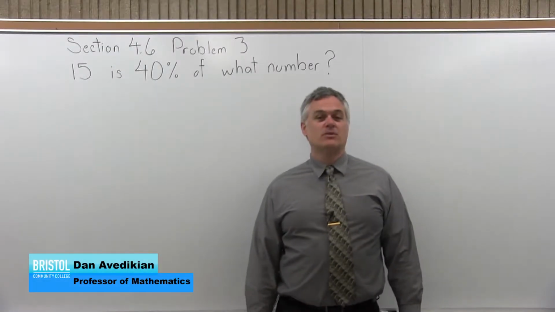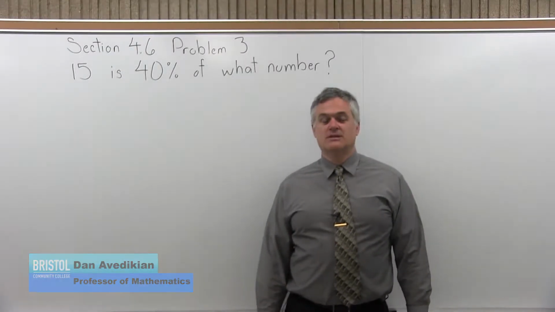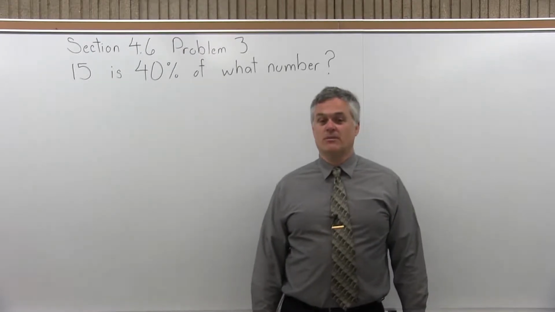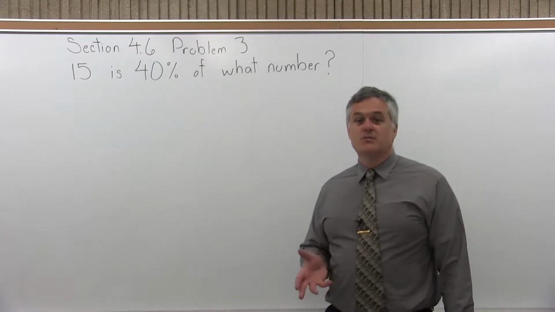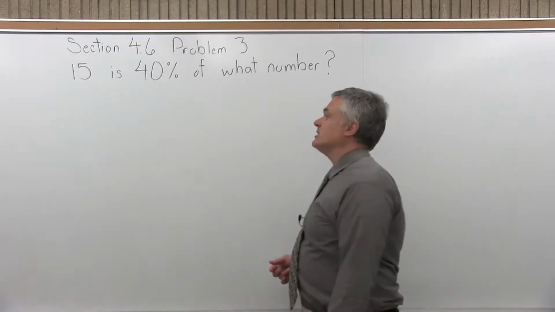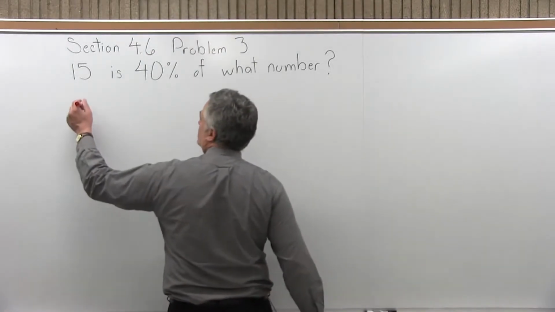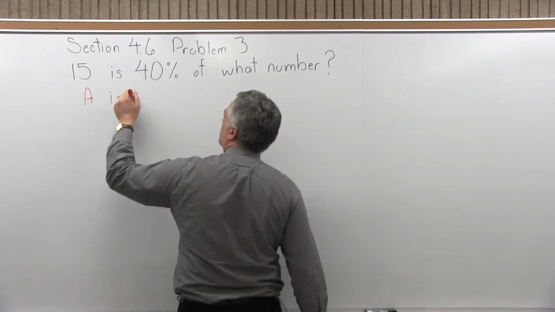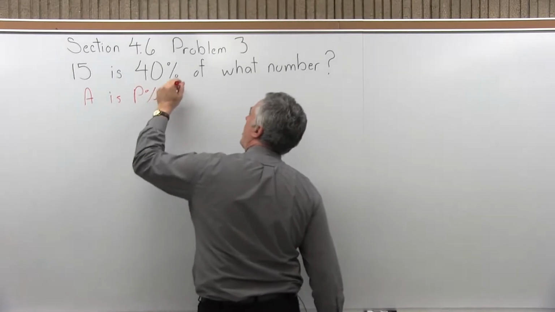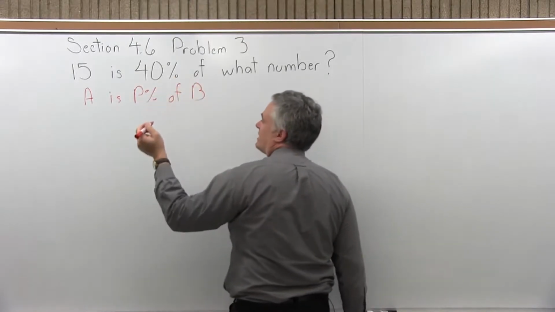This is Section 4.6, number 3. It says 15 is 40% of what number? So for these problems in this section, we want to set it up as a proportion and solve it as a proportion. So what we want to do is be able to read it in the format A is P% of B and turn that into an equation.